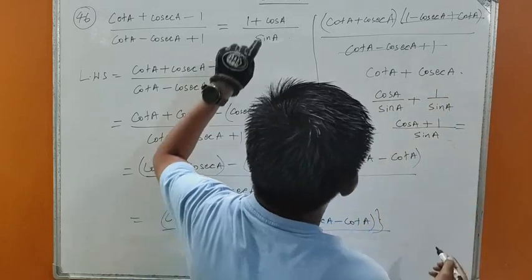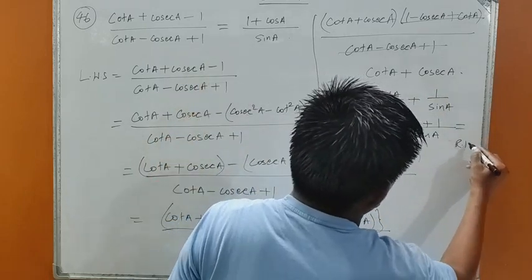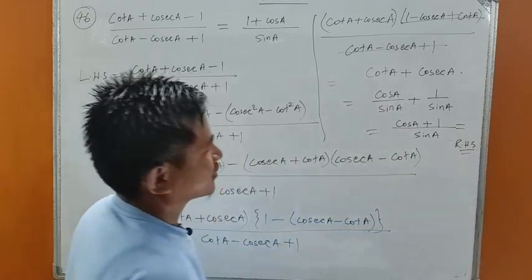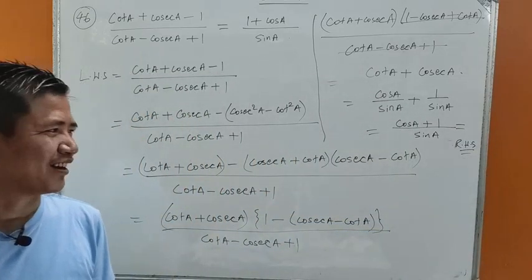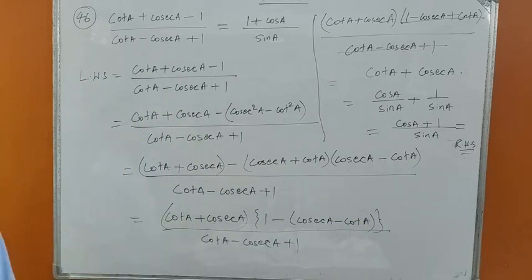So this is what we have in the right hand side, RHS. Hence proved. So this question is a little bit lengthy, isn't it? But not tricky, but lengthy. I hope you got this. Now let's move on to the next question, question number 47.